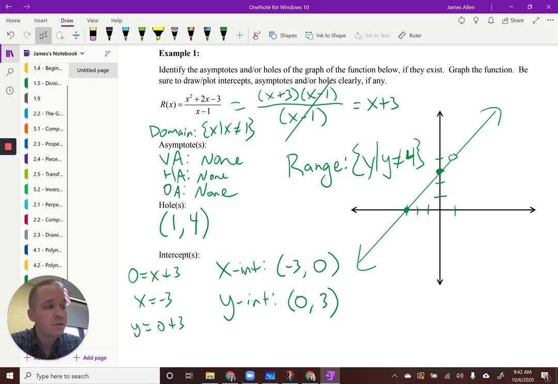Feel free to pause it if you need to jot anything down that you may not have had time for. If you're ever not scaling these like I have here, make sure that you label your points. Like this would be 1, 4. This would be, if I didn't scale it out, 0, 3, and this would be negative 3, 0. I scaled it out, so we're good, but if you just plotted those and you didn't put the little tick marks, you would need to jot that down as well. All right, let's move on.